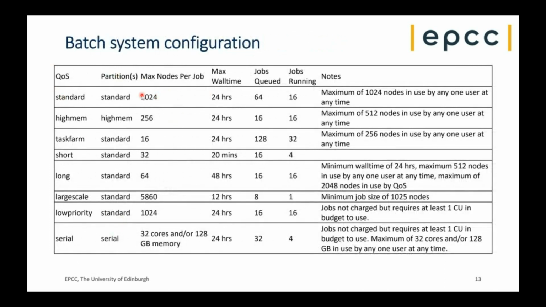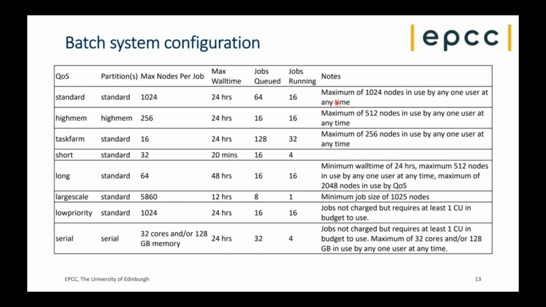Well, they basically specify how many nodes you can ask for, how long a job can run for, and how many jobs you can run at any one time. And that's specified by a combination of partition and QoS flags to a batch system. So for most jobs on ARCHER2, standard jobs, a job on a standard partition with a standard quality of service, the maximum runtime is 24 hours. You can have at most 1,024 nodes in a single job. You can have 64 jobs queued and waiting to run, and of those, at most 16 jobs running at any one time.